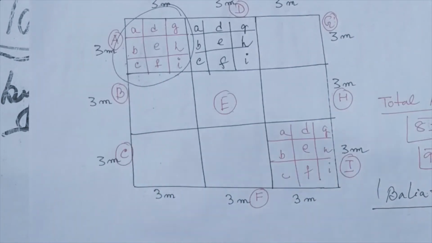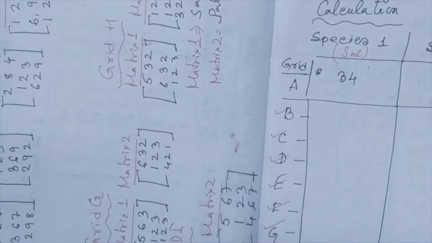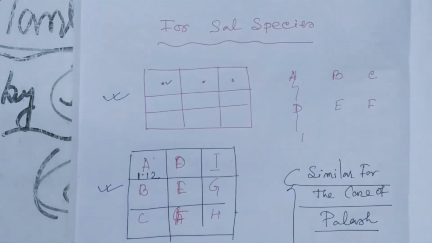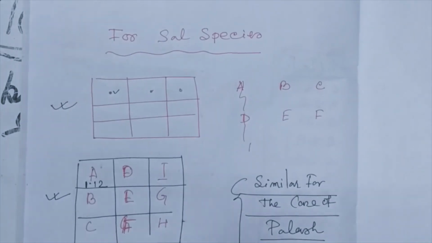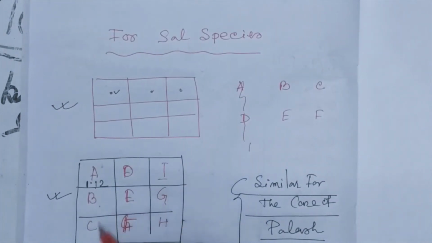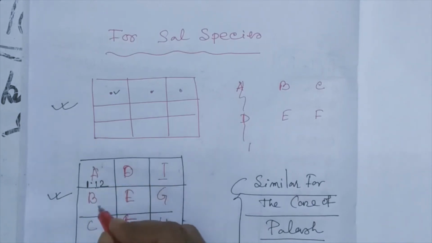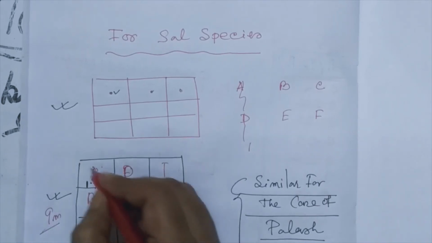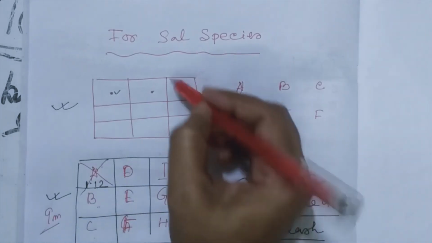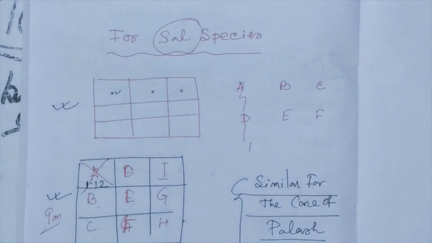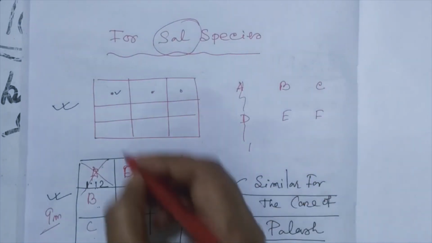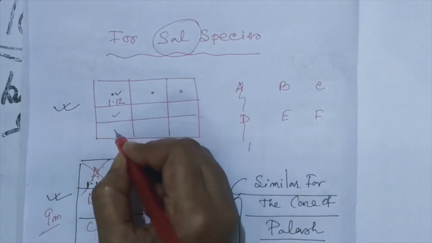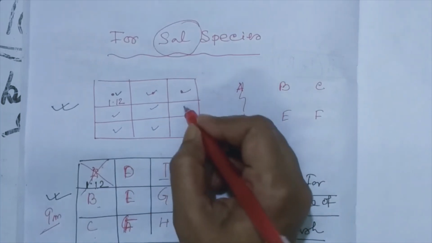Similarly, after completion of the total process, this is the grid number A, B, C. This is 9 meter and this is 9 meter, overall the area. Then for the Schall species, or the matrix number 1, or species number 1, you have to put the value just one by one. And similarly, you have to put the values for B, C, D, E, F, G, H, I.